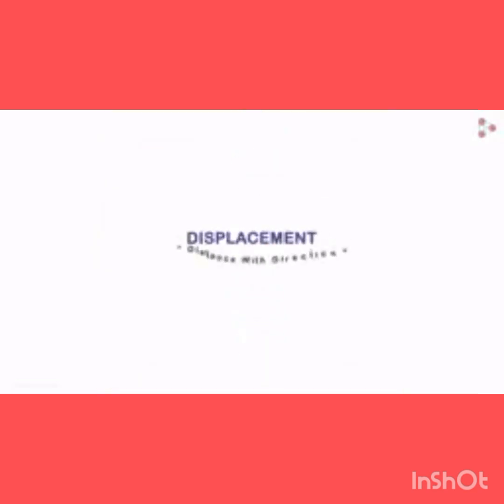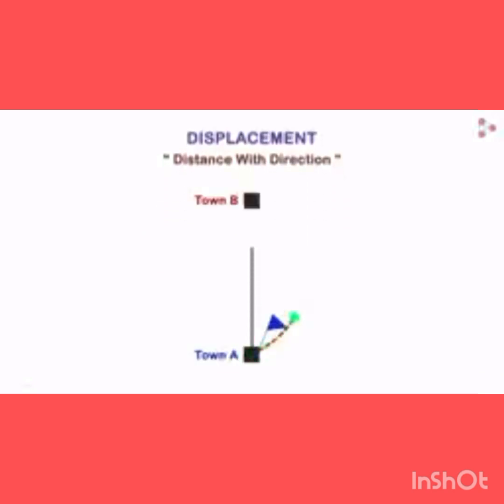Now what is displacement? Displacement is simply a distance with a direction. What does it mean? You have made two different conditions, that is 20 kilometers and 50 kilometers. Was the distance the same? Was the magnitude the same?